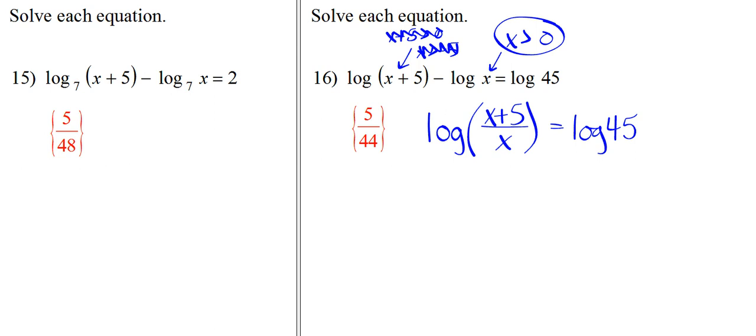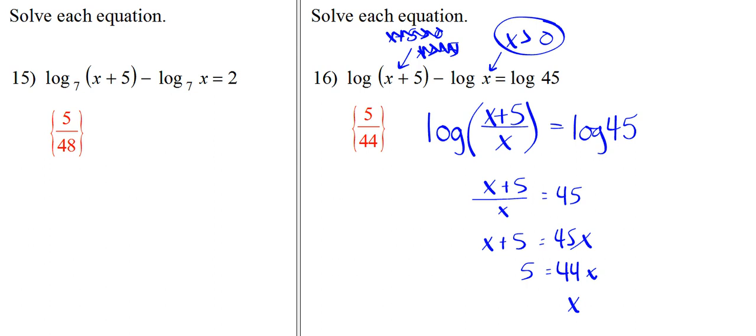Okay? So now that we have two logs on either side of the equal sign, logs of the same base, so their arguments have to be the same as well. X plus 5 over x has to be equal to 45. So x plus 5 needs to be equal to 45x. Subtract x from both sides, you get 44x equals 5. X equals 5 over 44. And that's positive, so that's the solution.